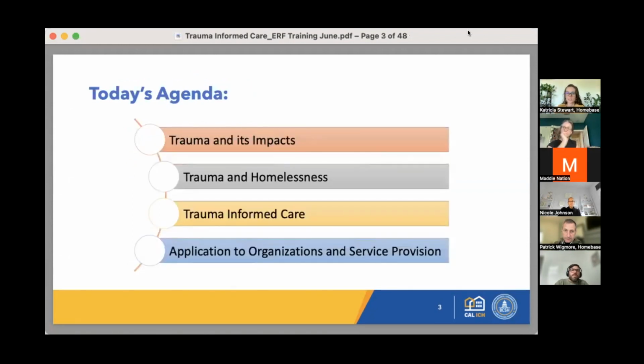Okay, so today's agenda, we're going to talk a little bit about trauma and its impacts, as well as trauma and homelessness. And then we'll get into what exactly trauma-informed care is and how to apply it to the work that y'all are doing, as well as how to apply trauma-informed care to organizations more broadly.